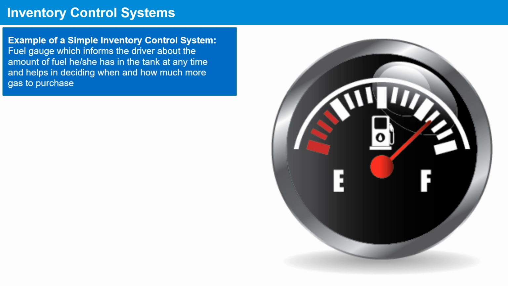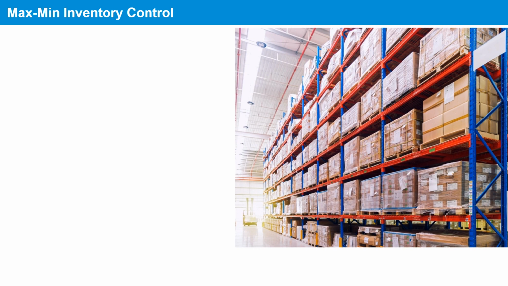Similarly, a logistics inventory control system is like a fuel gauge in which it informs the storekeeper when to order or issue, how much to order or issue, and how to maintain an appropriate stock level of commodities to avoid shortages and oversupply. Another area that you must understand is max-min inventory control. Max-min refers to maximum and minimum inventory control.